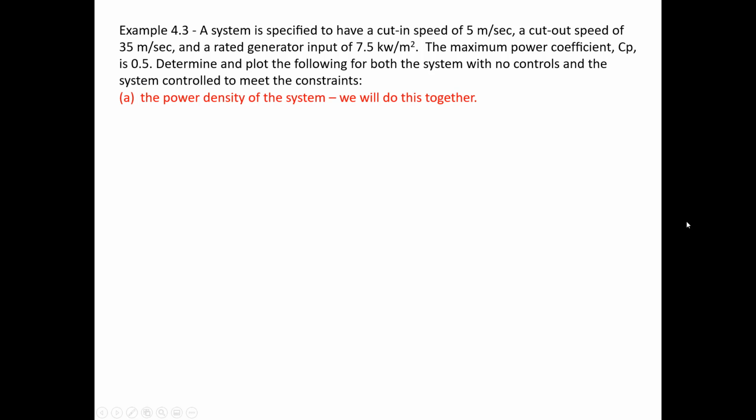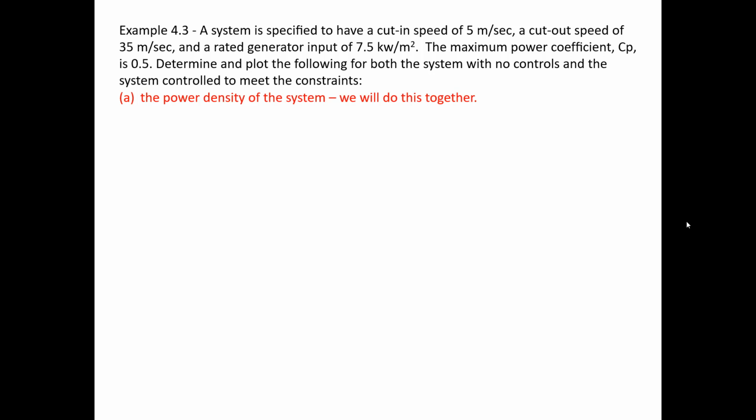So in this video, we're going to start with an example problem. This is a modified example problem from your book. We're going to go through some of the basics behind a control strategy without necessarily getting into a lot of specifics.